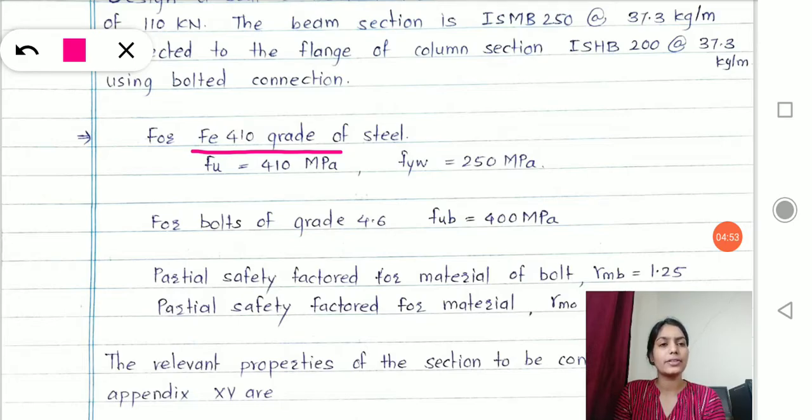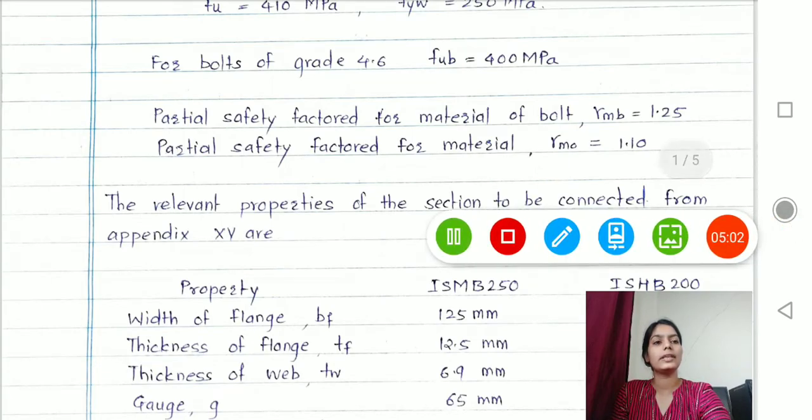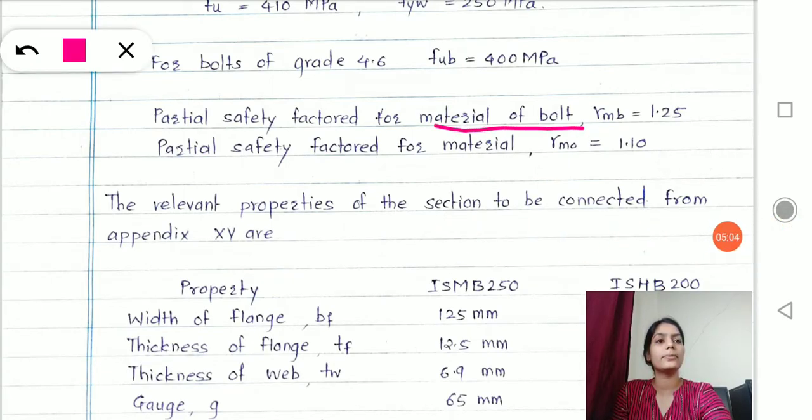Now the partial safety factors, for material and for bolt. Partial safety factor for bolt, gamma mb, is 1.25, whereas partial safety factor for material, gamma m0, is 1.10.